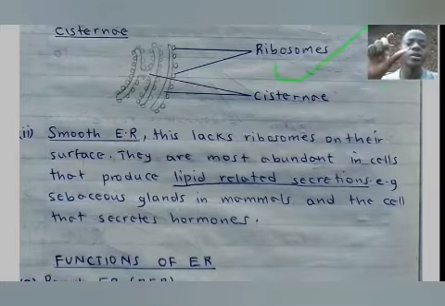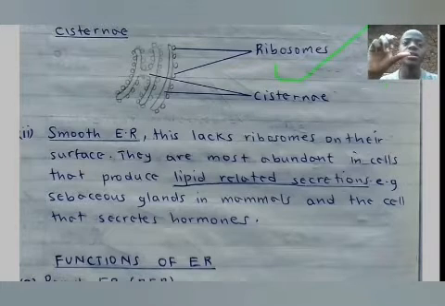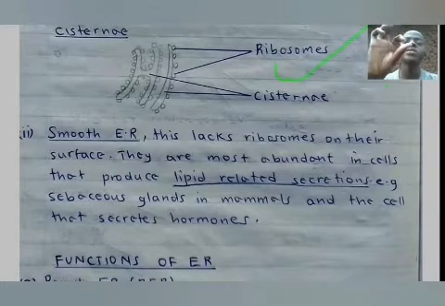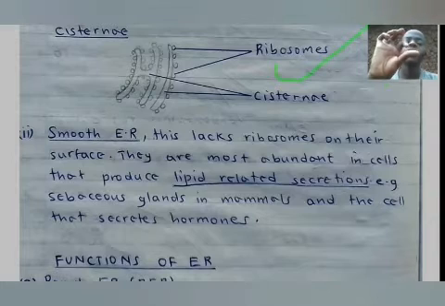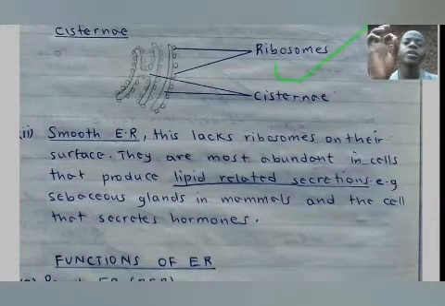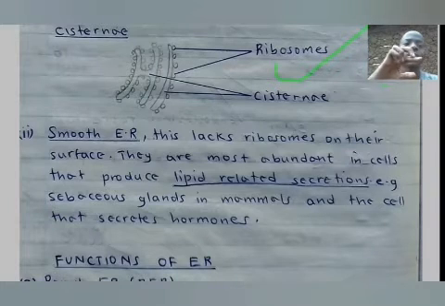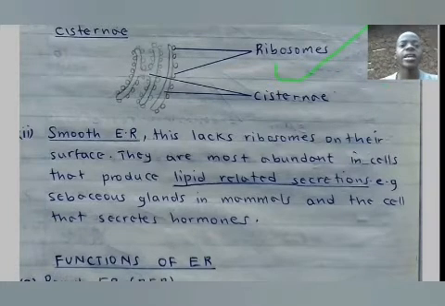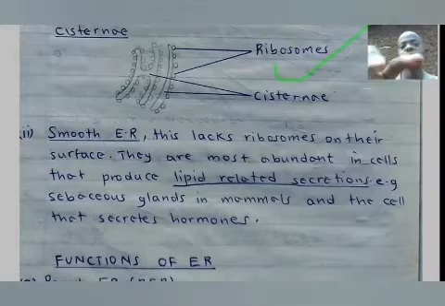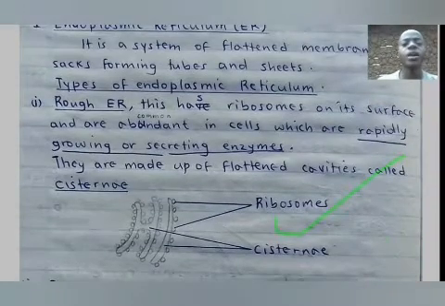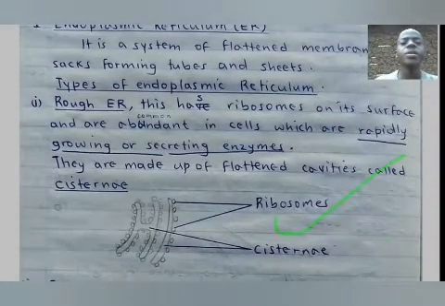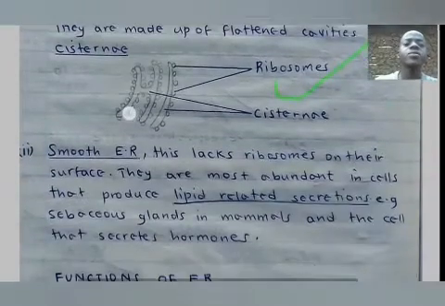The only difference between rough and smooth is that the rough ones have ribosomes at their surface, and the smooth endoplasmic reticulum does not have ribosomes at the surface. The other difference is that rough endoplasmic reticulum is found in rapidly growing cells and the ones that are secreting enzymes.